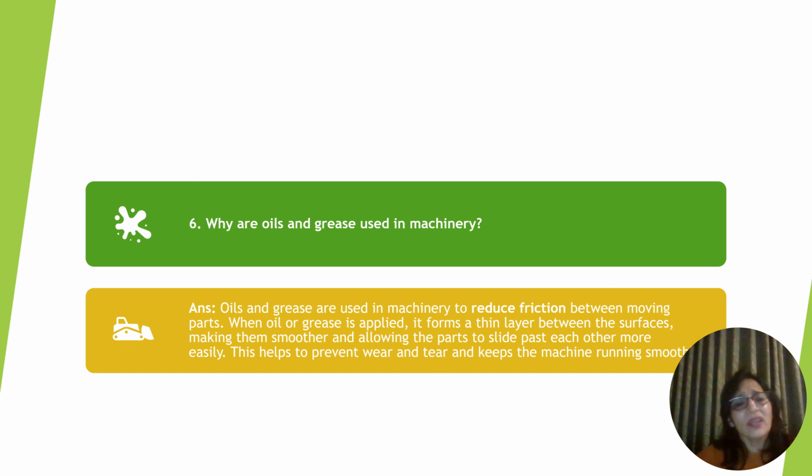Now the next question is, why are oils and grease used in machinery? Again, it is to reduce friction between moving parts. When oil or grease is applied, it forms a thin layer between the surfaces, making them smoother and allowing the parts to slide past each other more easily. And this helps to prevent wear and tear. So you need to remember this.